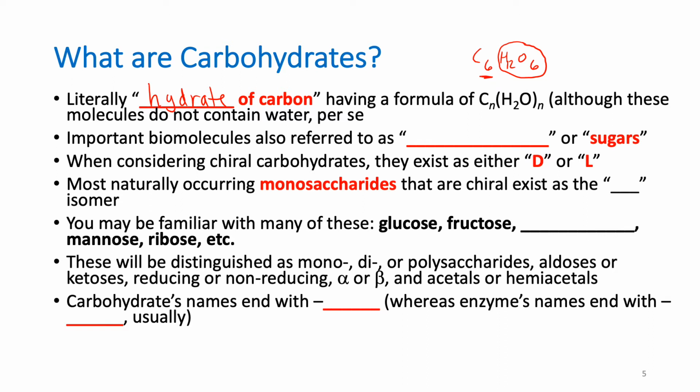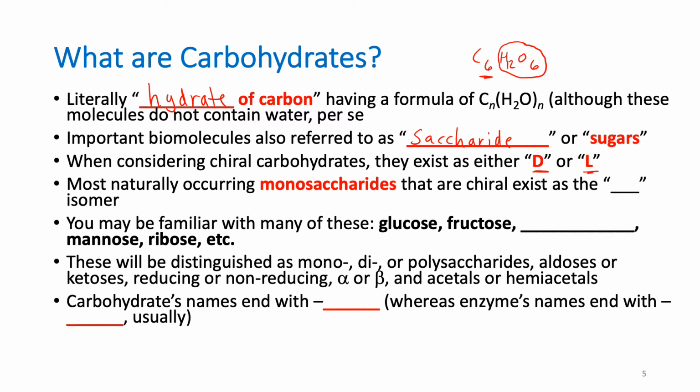They're important biomolecules, also referred to as saccharides, or sugars, simply put. So carbohydrates, saccharides, sugars, they're all the same thing. Carbohydrates are chiral, however. And so whenever you consider the chiral carbohydrates, you won't see an R and an S distinction. Instead, what you're going to see is an L and a D distinction. And so you don't say R glucose, you say L glucose or D glucose.